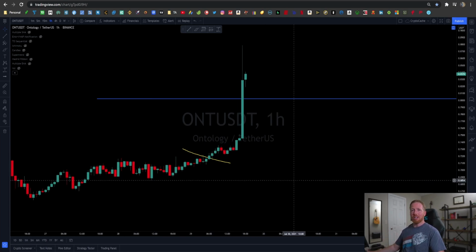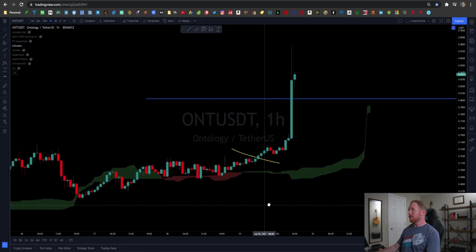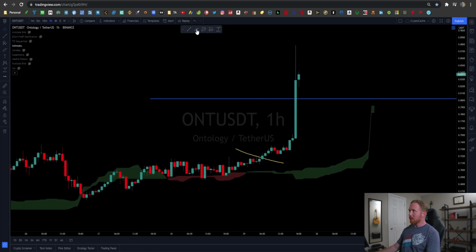So I've noticed that the TD sequential and the Ishimoku cloud are the two most effective indicators on this time frame. All right, so let's go and turn on the Ishimoku cloud. Take a look here. So as we can see on the Ishimoku cloud, we had a break above the cloud back here on the 27th. So that hypothetically would have been a good place to take entry.